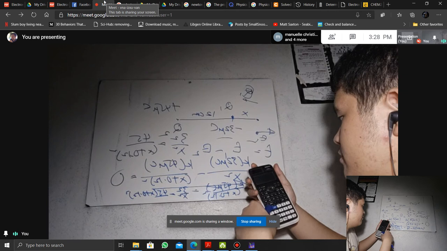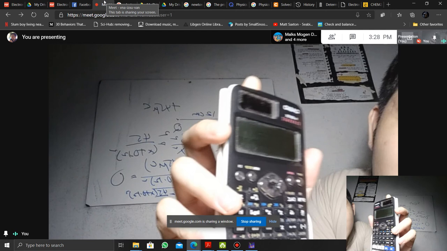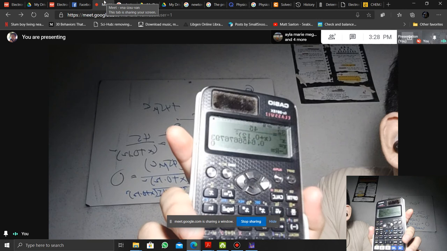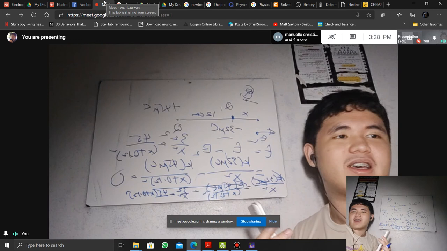Ayan. See? After pressing equals ng paulit-ulit, I got this. 0.65. Sigurado kang tama yung ginagawa mo pag yung L minus R mo, 0 na. Ayan o, see? Kita ba? 0, ito 0. So from here, we find na x is equal sa 0.65 cm.